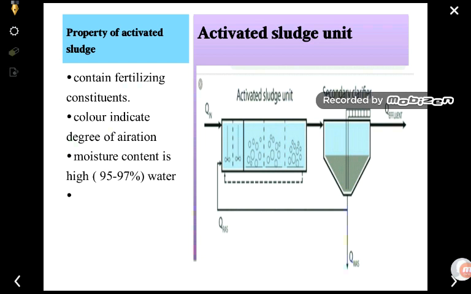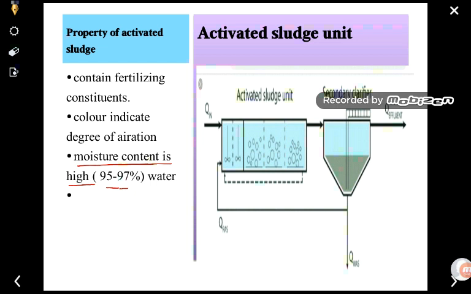aerated. Next thing is that the moisture content of the activated sludge is very high, or you can say that it can contain up to 90 to 95 to 97% of water. So you can say that the moisture content of the activated sludge is found to be very high.